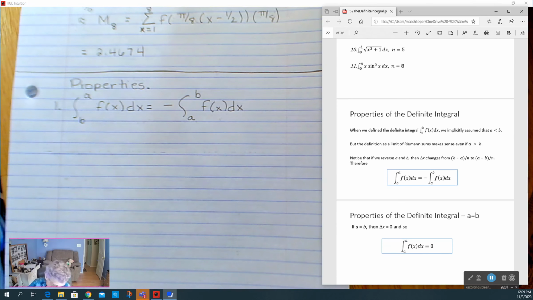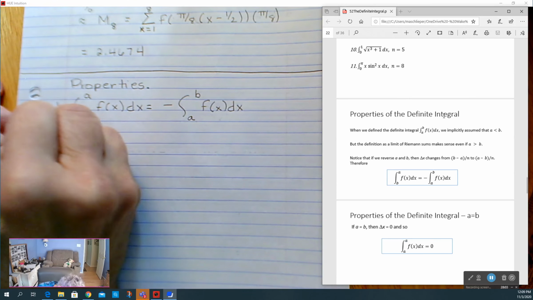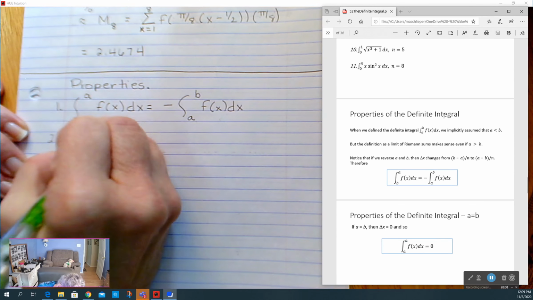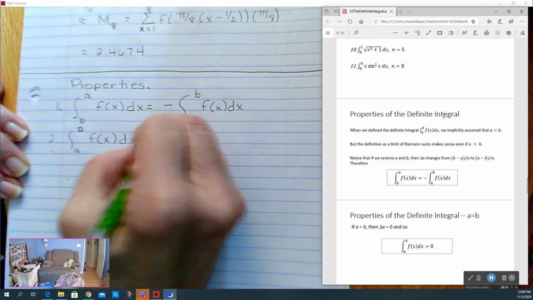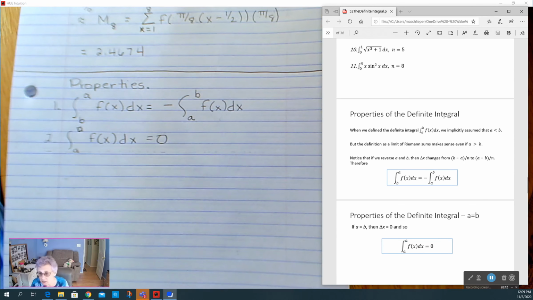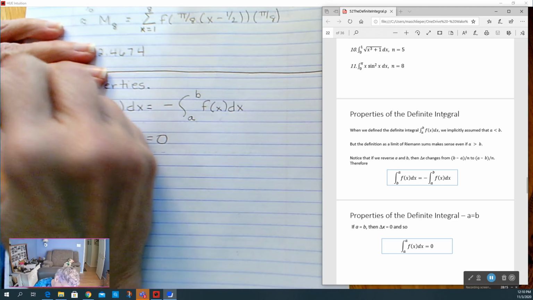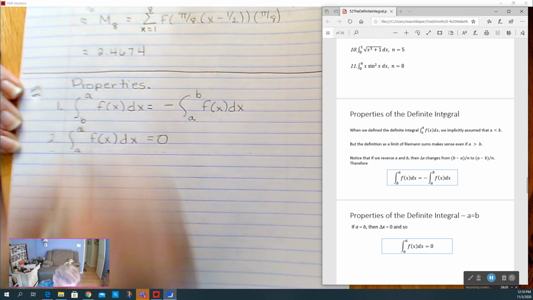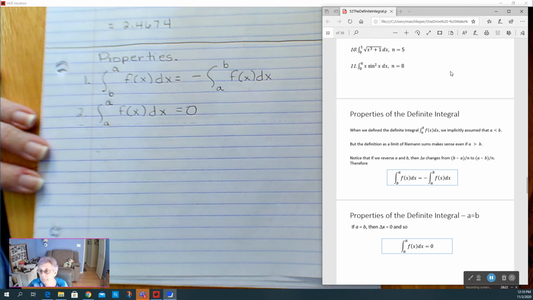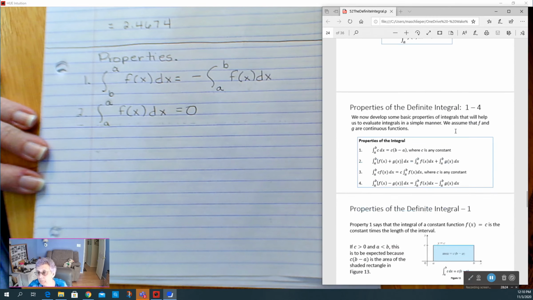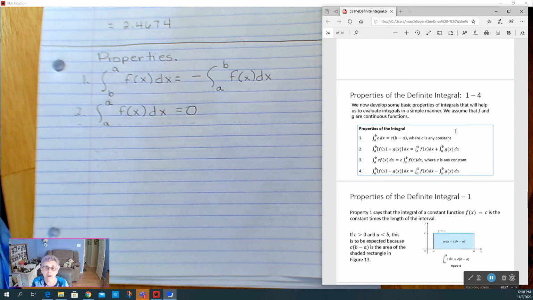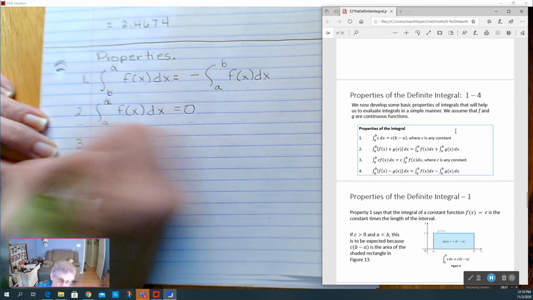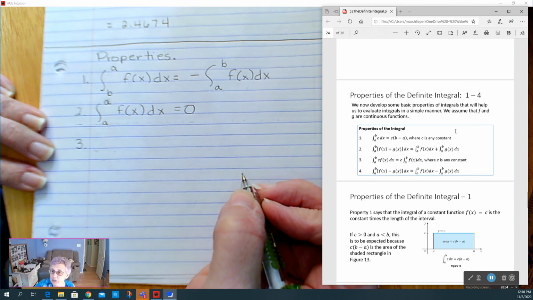All righty. The integral from a to a of f of x is equal to 0 because delta x would be a minus a over the number of rectangles, and a minus a is 0. Here are some that just really make sense, letting us know that integrals work the way we want them to.